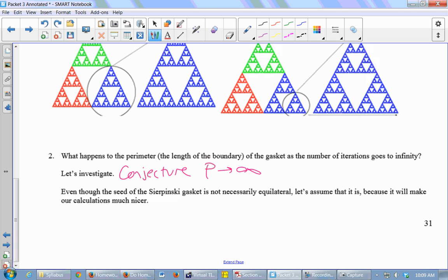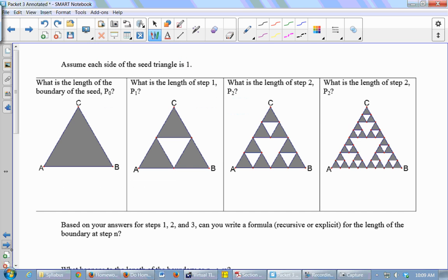So even though the seed of the Sierpinski gasket is not necessarily equilateral, we're going to assume that it is because it's going to make our calculations nice and easy. Okay, so here's several iterations of Sierpinski gasket. So let's assume that each side of this triangle has length 1. What's the perimeter of the seed? 3. Okay, good.